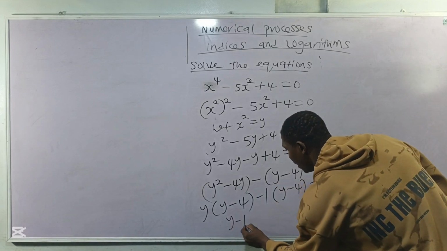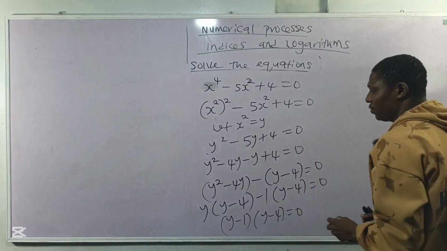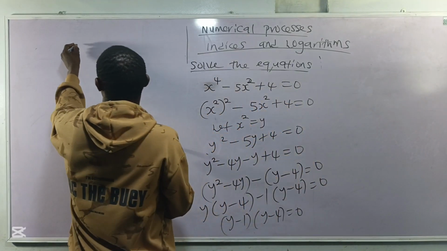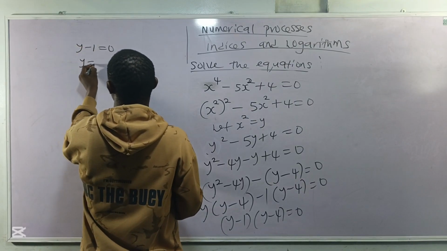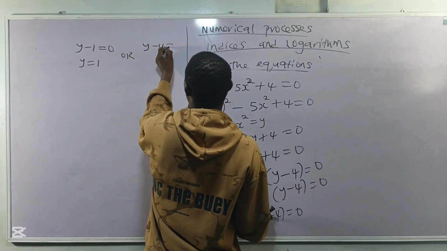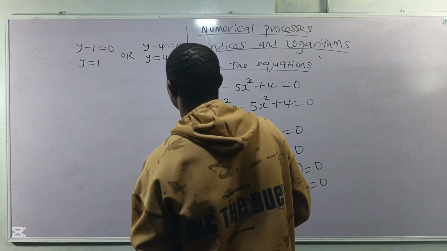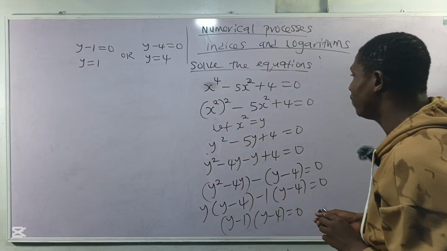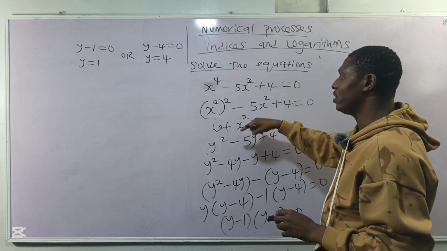So I have y minus 1 and y minus 4 to be equal to 0. This therefore gives me y minus 1 equal to 0, which gives y equal to 1, or y minus 4 equal to 0, which gives me y equal to 4. But we are not asked to find the value of y. We are asked to find the value of x, because there is no y in this expression. We only bring in y.